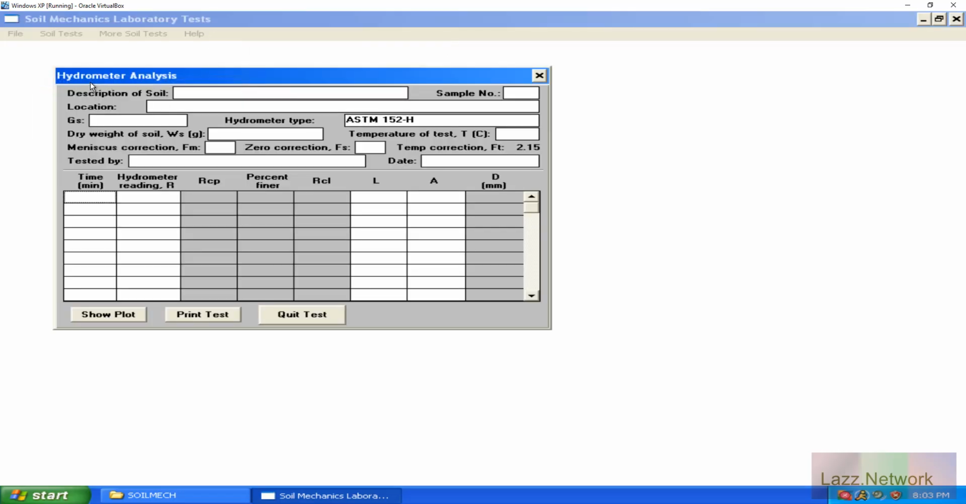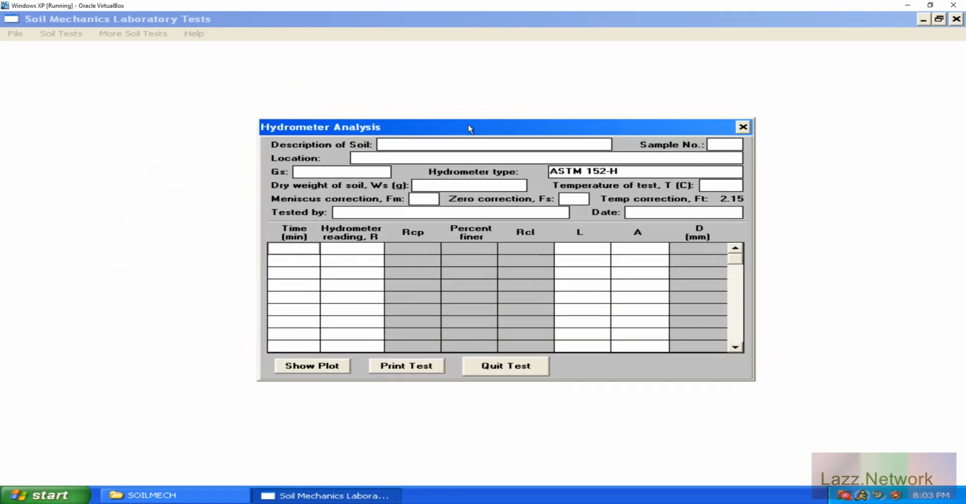All right. So here we are. We're in our soil mechanics laboratory tests. As I kept rambling, as I kept clicking on things. I mean, come on, guys. If you've been watching this already, you would know. So, anyways, this is our hydrometer analysis portion for this test, and so just like everything else, we got a description of soil. For this, we're just going to say clay sand.